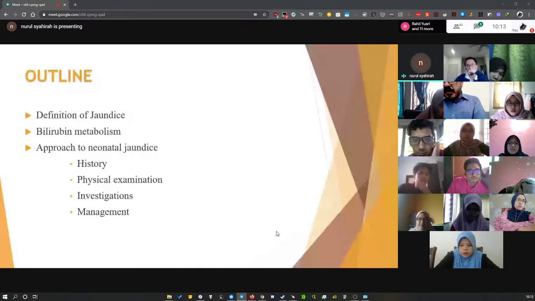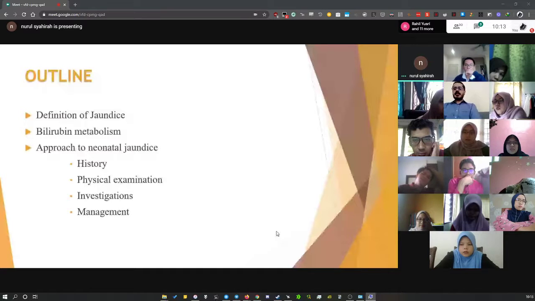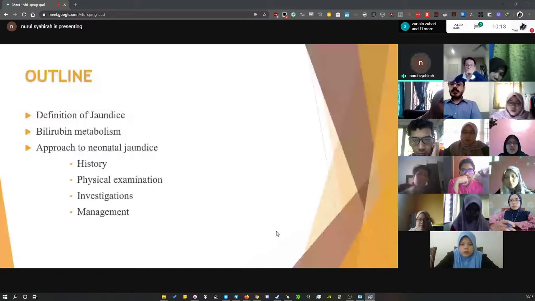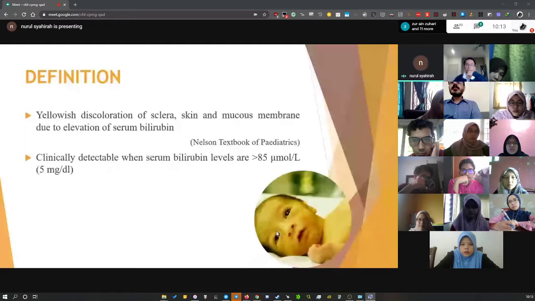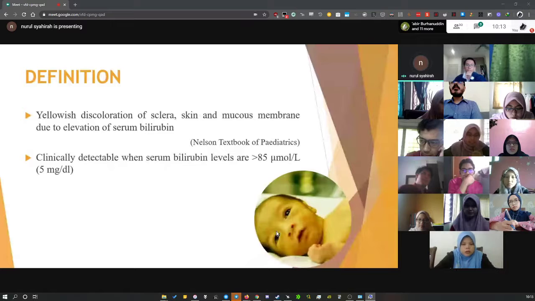Okay, so first, what is jaundice? Jaundice can be defined as the yellowish discoloration of sclera, skin, and mucous membrane due to the elevation of the serum bilirubin.